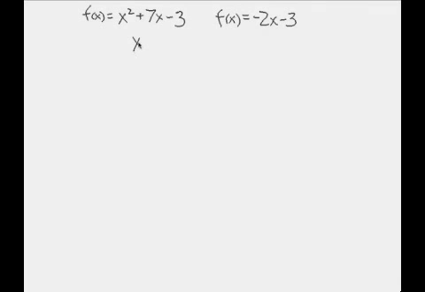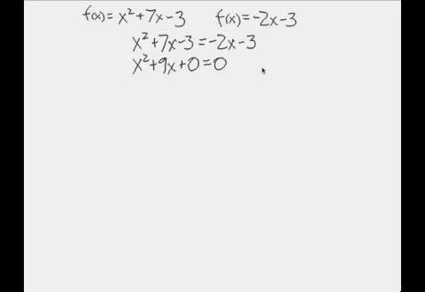All right. Set them equal. X squared plus 7x minus 3 equals negative 2x minus 3. So we want everything on the left side, so we're going to add 2x, add 3. So x squared and 7x plus 2x is 9x. Negative 3 plus 3 is just 0. So 0 is just a number, so I'm going to put it there. All equal to 0. Now, we could put this into the quadratic formula, but there's a couple other ways we could do it as well. But let's go ahead and do it that way since that's what we've been doing.